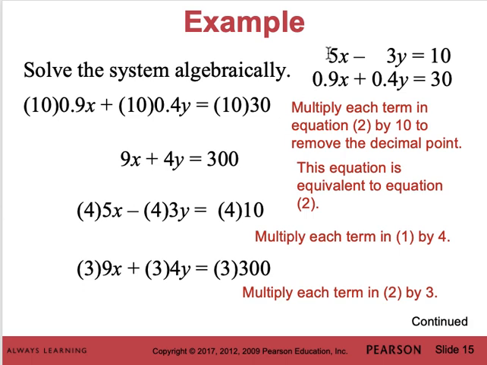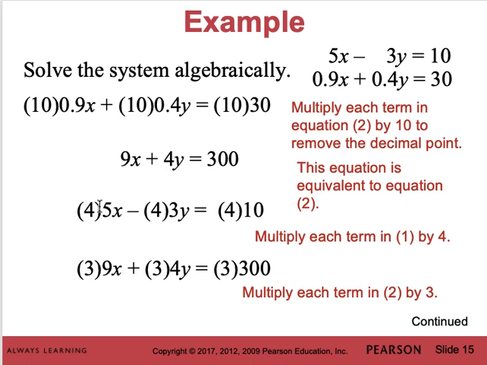The first equation right here, we multiply by 4, and the second equation, we're going to multiply by 3. And why are we doing that? Because we wanted to find a least common multiple between 4 and 3, which is 12.